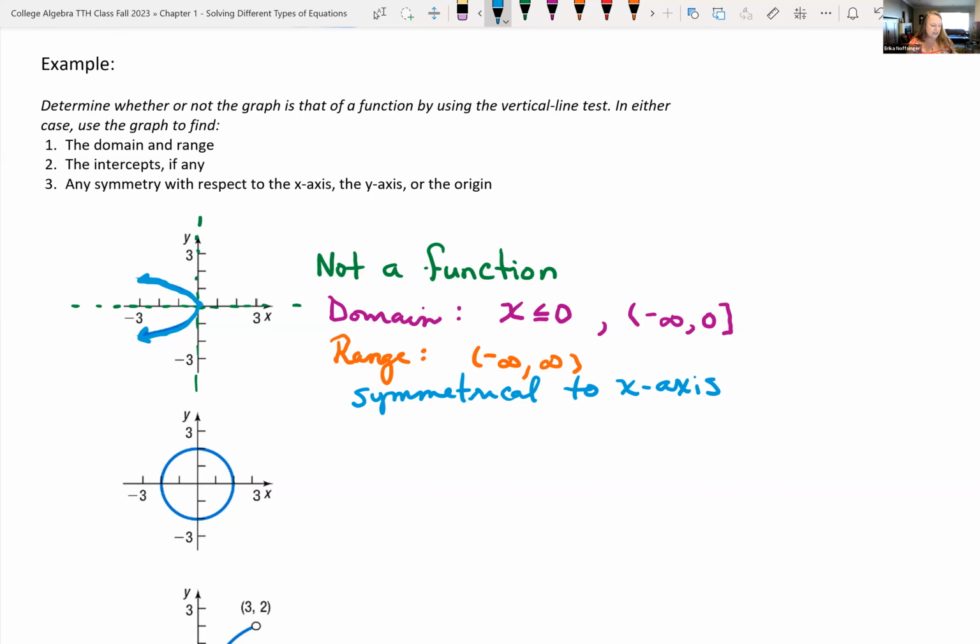Before we get into that, I noticed I forgot one thing on the last problem, which was finding the intercepts. So where is it crossing or touching the x and the y axis? Well, there's only one point where it actually touches the x and the y axis. So our intercept is at 0, 0, the point 0, 0.